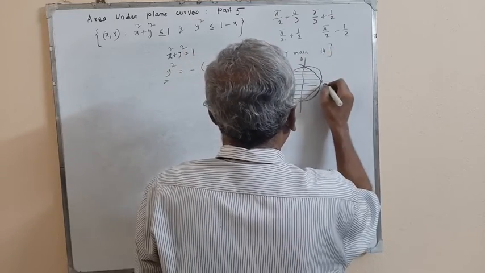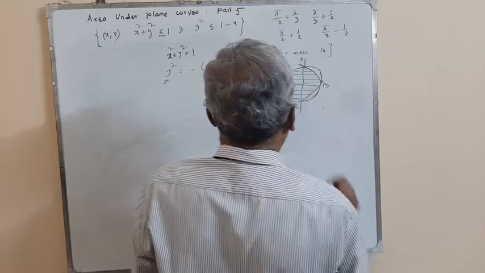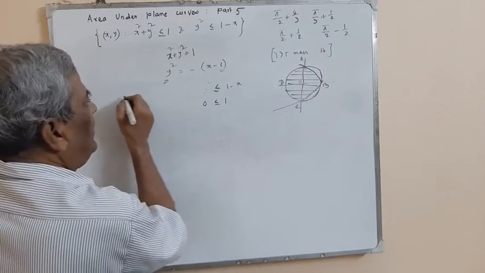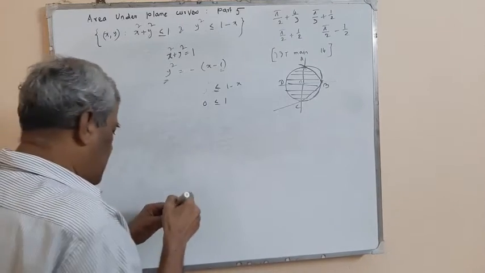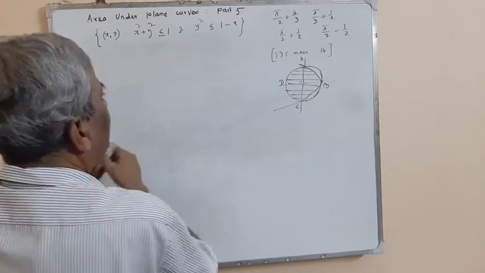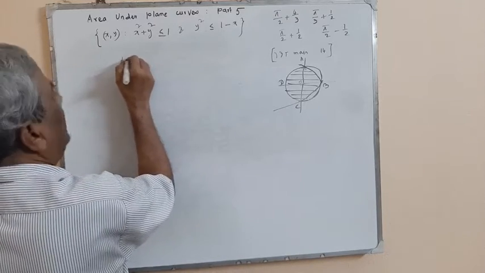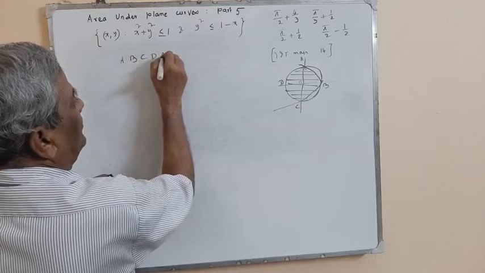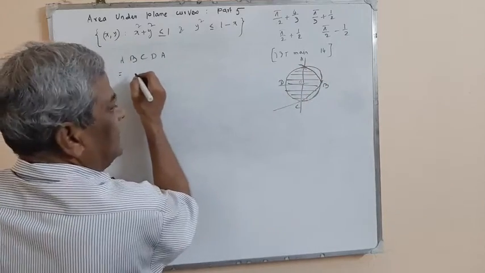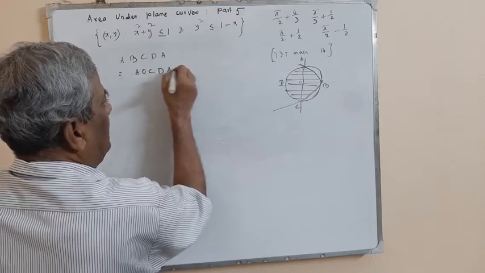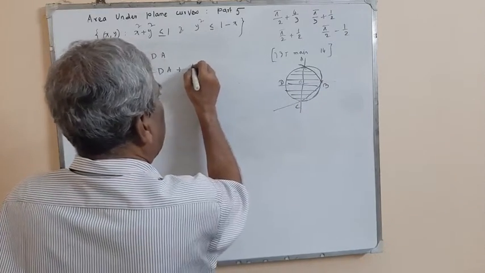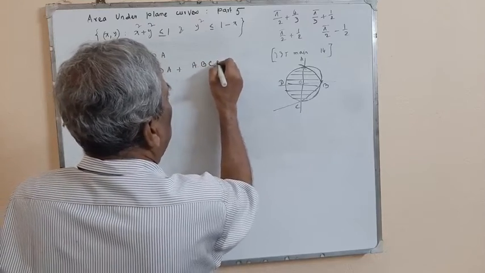ABCDA, and O is the origin. So the common region ABCDA is equal to this semicircle AOCDA plus this semicircle plus that part, ABCOA.